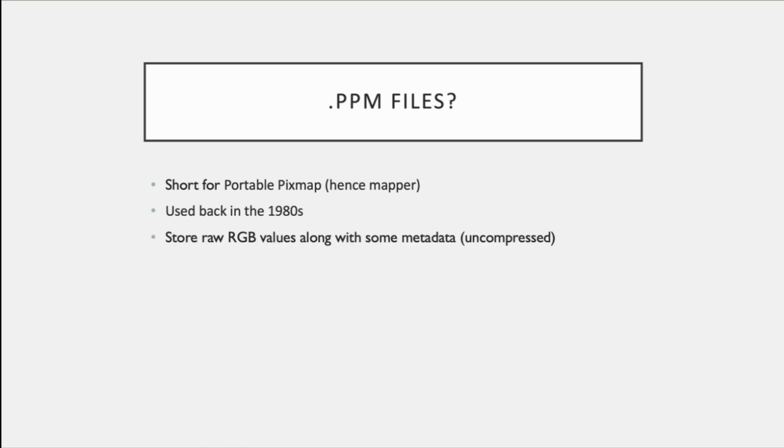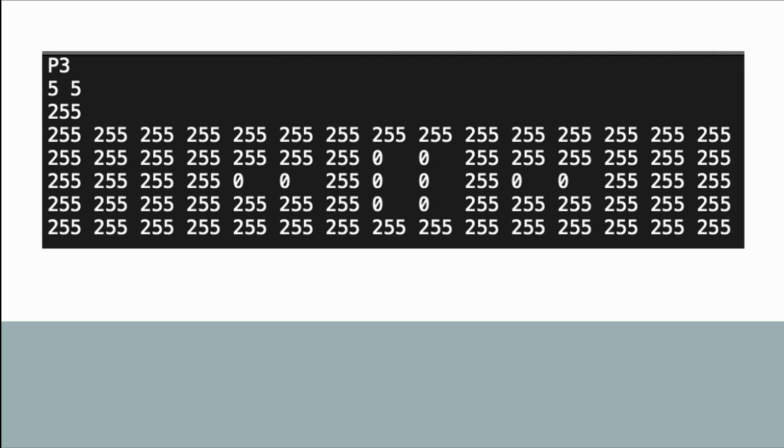The way it works is that it stores the raw RGB values in a text file, with some metadata, and it's uncompressed, so it's really heavy. You can imagine it takes a lot of space on the hard drive. That's why it was discarded. It was not that useful when working with data. But the simplicity of it, I think, is what draws me to it and makes me want to work with it. So this is an example text file that you would see for a PPM file.